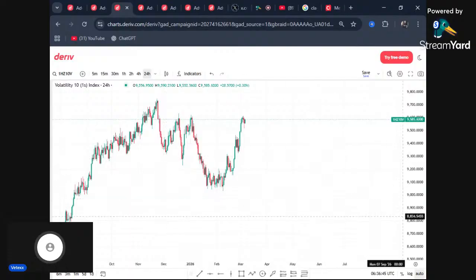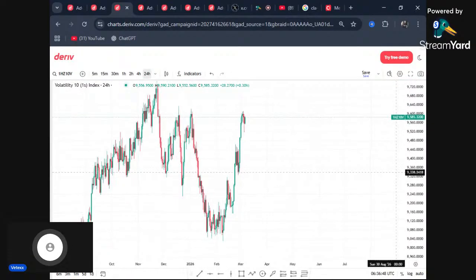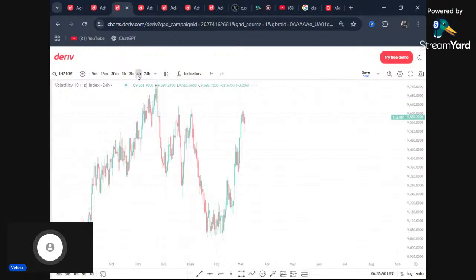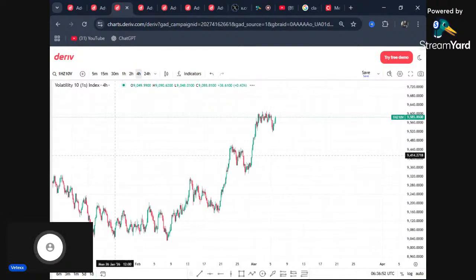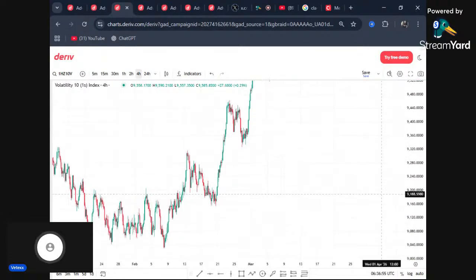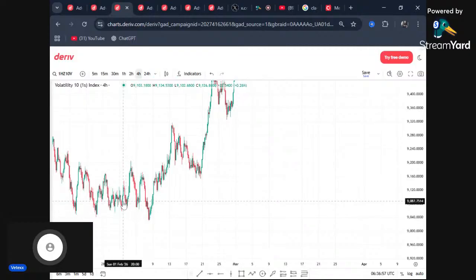What do we do? What time frame are we going to go to next? Let's go to the 4-hour time frame, so we can see where everything is coming from and where it is going next. So clearly you can see that we have a sweep of liquidity here.